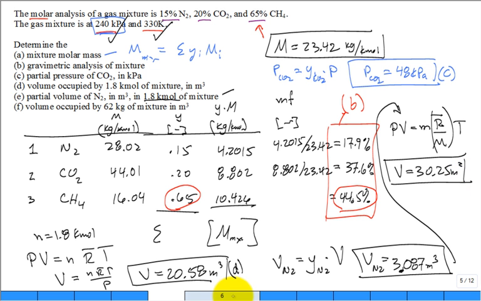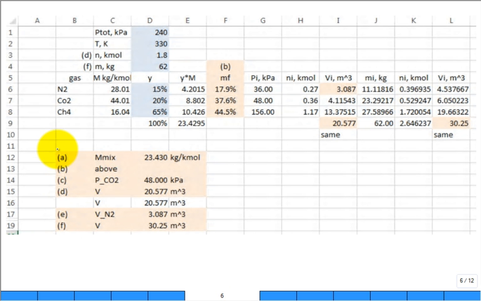So let me switch to that. So here's the answer, part A, B, C, D, E, and F. Here's B right here, I should say. All the mass fractions. You can see I played with it a little bit more. I did all the partial pressures. I did all the partial volumes. I did the masses and then calculate the moles and the total volumes, or the volume fractions, or the volumes, partial volumes. Okay.